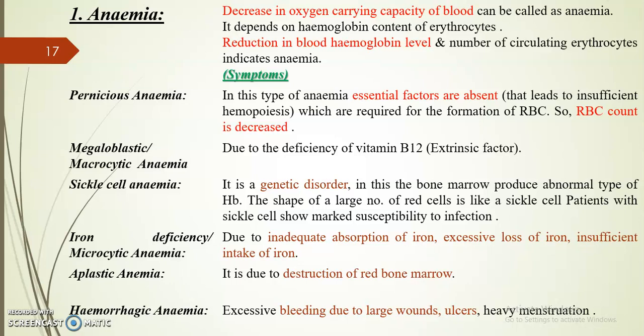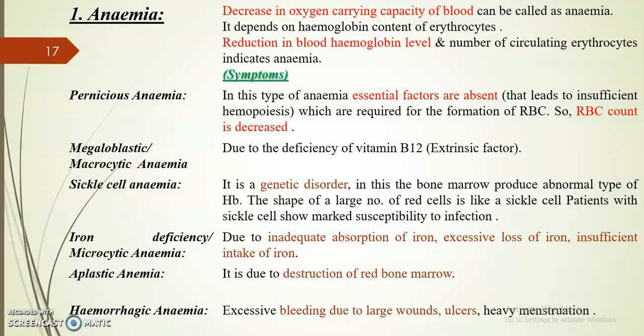Pernicious anemia. In this type, the essential intrinsic factor is absent, which leads to insufficient hemopoiesis. Megaloblastic anemia is due to deficiency of vitamin B12, which is an extrinsic factor. Sickle cell anemia is a genetic disorder in which the bone marrow produces an abnormal type of hemoglobin. The shape of a large number of red cells is like a sickle. Patients with sickle cell show marked susceptibility to infection.